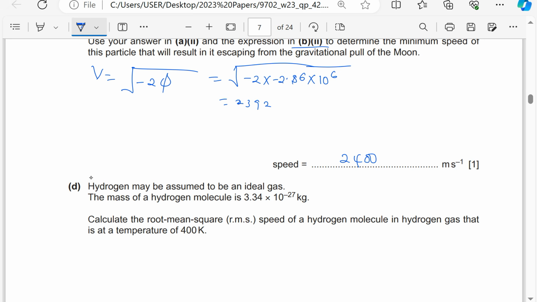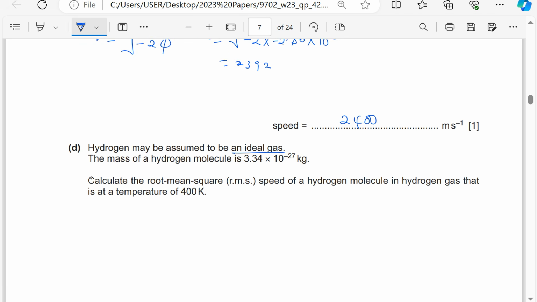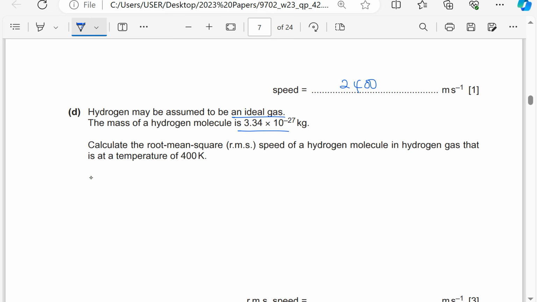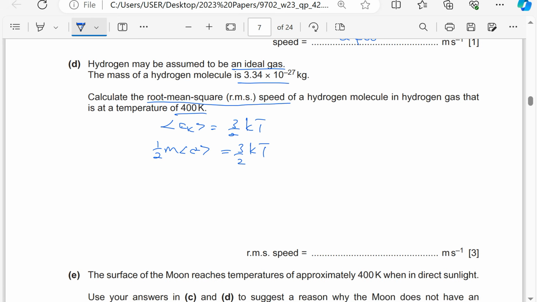Hydrogen may be assumed to be an ideal gas. The mass of a hydrogen molecule is 3.34 times 10 to the power minus 27 kilograms. Calculate the root mean square speed of a hydrogen molecule in a hydrogen gas that is at a temperature of 400 K. We know that the average kinetic energy of a single molecule is equal to 3 over 2 times kT. This is a half m mean square speed equal to 3 over 2 times kT. So the half has cancelled out, and I will remain with the mass.